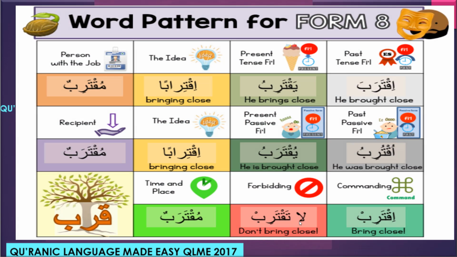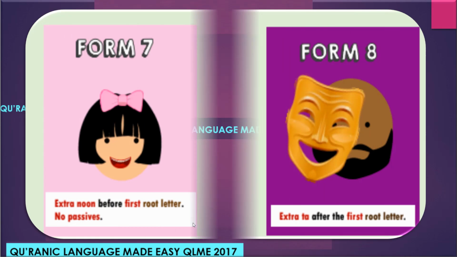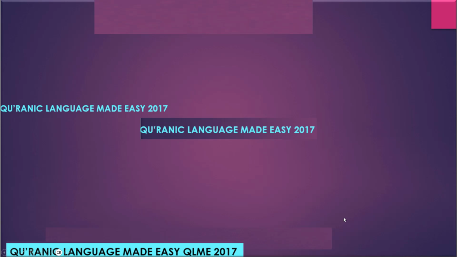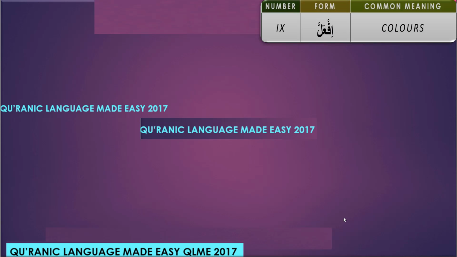The sarf chart is iqtaraba, he brought close, yaqtaribu, he brings close, iqtiraban, bringing close, muqtaribun, uqturiba, yuqtarabu, muqtarabun, iqtarib, la taqtarib, muqtarabun. The difference between Form 7 and Form 8 is that Form 7 has an extra noon before the first root letter and there are no passives for Form 7, and Form 8 has an extra ta after the first root letter. And next is our Form 9.